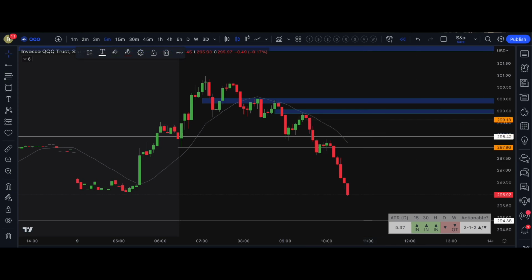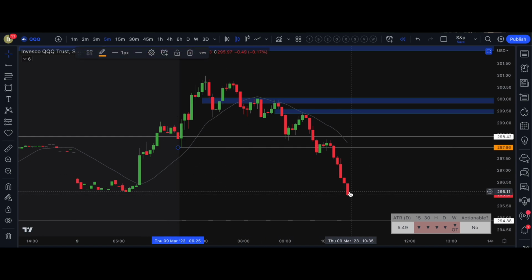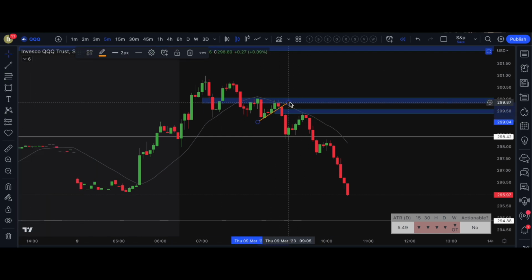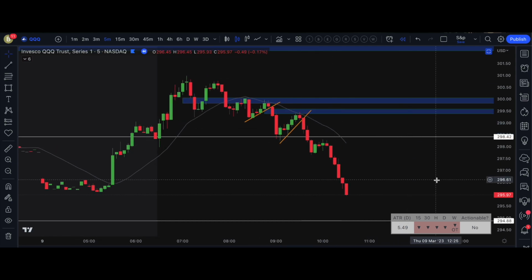Alright, well, I hope that helps. Hopefully you get a better idea of how I use fair value gaps. I use it as kind of a retest. You could use it with other confluences, like trend lines, trend line breaks into these liquidation areas, and you play them off actionable signals.